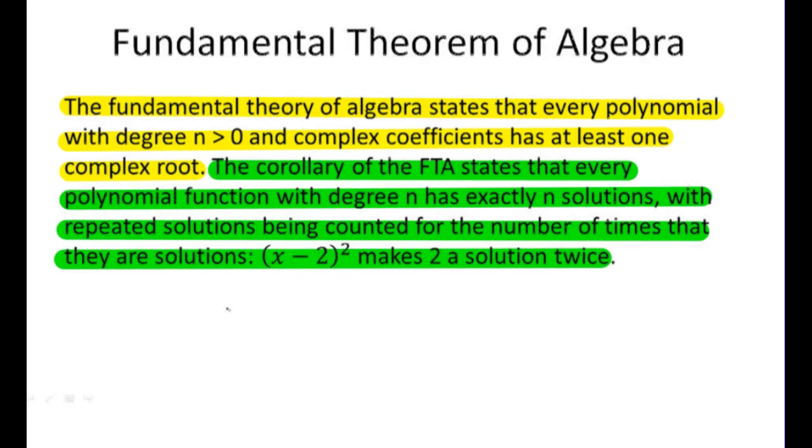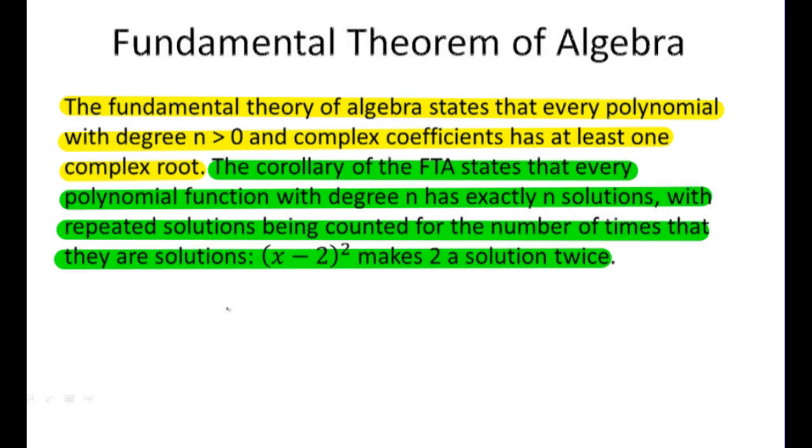The green portion, what we're really taking from this, the corollary of the fundamental theorem of algebra, states that every polynomial function with degree n has exactly n solutions, with repeated solutions being counted for the number of times that they are solutions. For example, if we have (x minus 2) quantity squared, that makes 2 a solution twice. We'll talk more about this later.